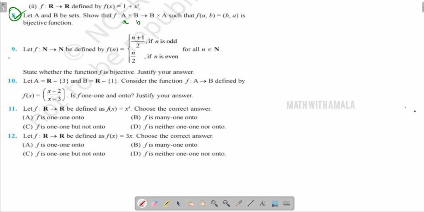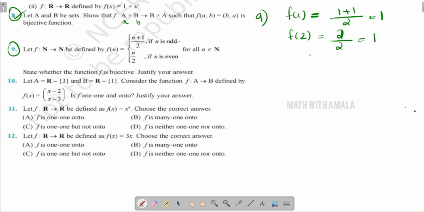Next one, 9th. Let f from N to N be defined by f of n equal to (n plus 1) by 2 if n is odd, n by 2 if n is even, for all n belongs to capital N. State whether the function f is bijective, justify your answer. Here f of 1 is equal to (1 plus 1) by 2 because it is an odd number. So you can take the first value, then that is 1. f of 2 is equal to 2 by 2, that is again 1.